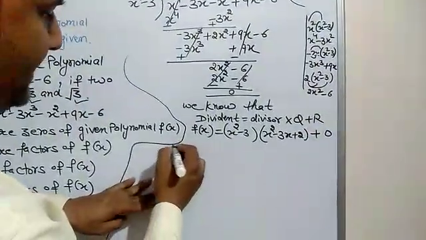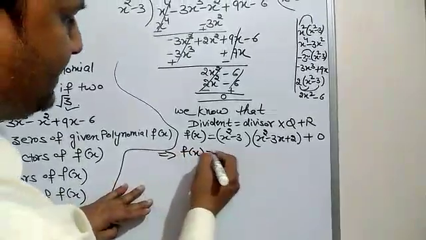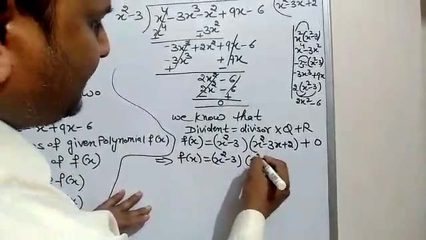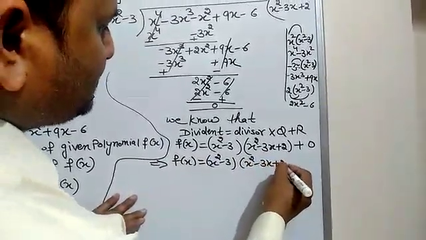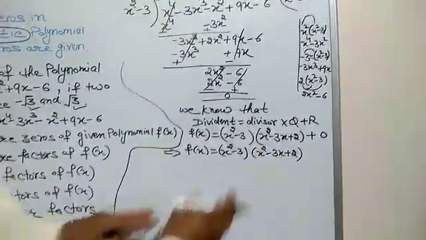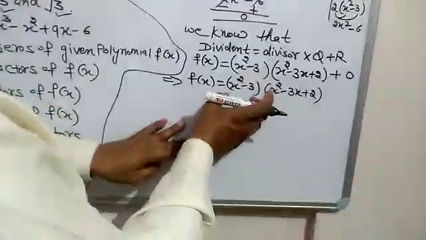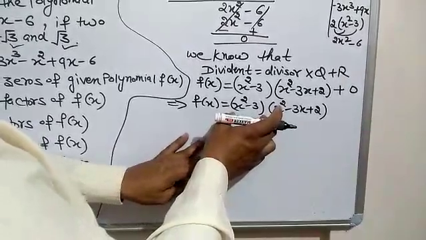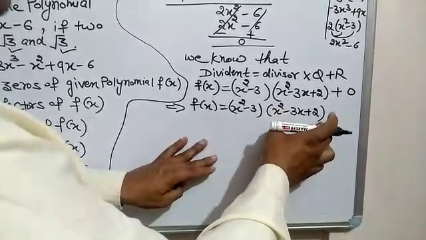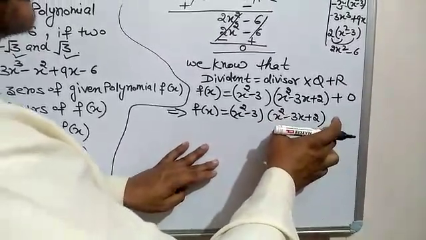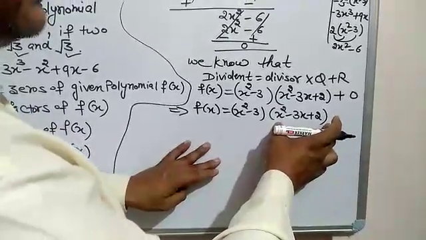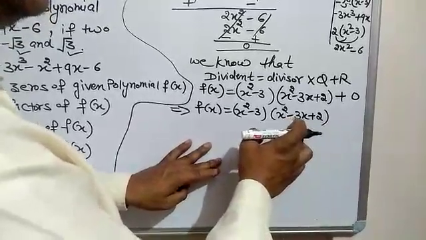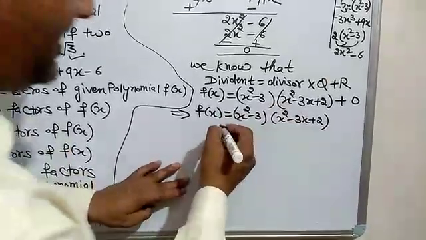So it further implies that f of x is equal to what? x square minus 3 into x square minus 3x plus 2. So see, students, these are the factors. x square minus 3 is a factor that we get from our given zeros, but this factor is new to us, and we have to split this factor by the midterm splitting method, because this is what? This is a quadratic polynomial.